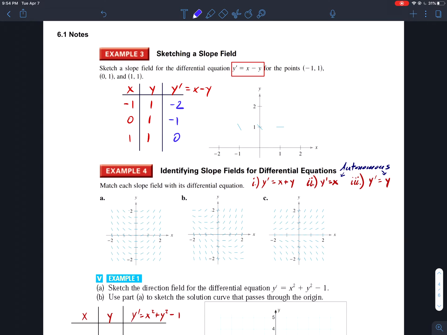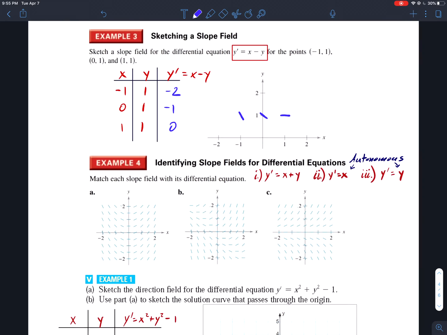And then you can see, when you go to put those values on the graph, at negative 1, 1, we've got a slope of negative 2. At 0, 1, we've got a slope of negative 1. And at 1, 1, we've got a slope of 0. All right, just another quick example.